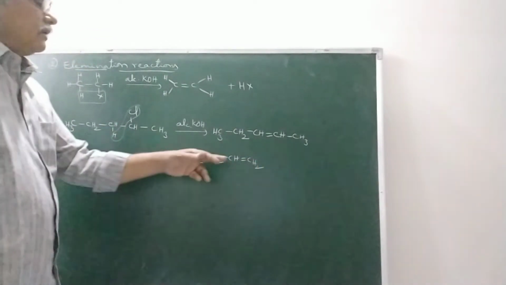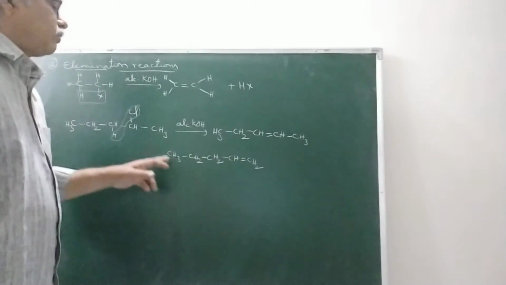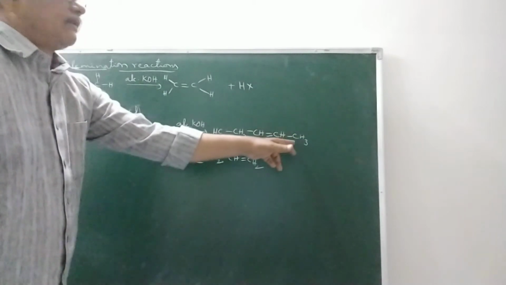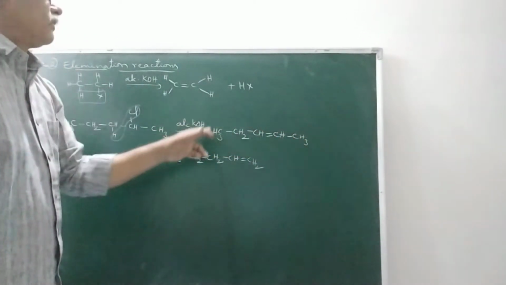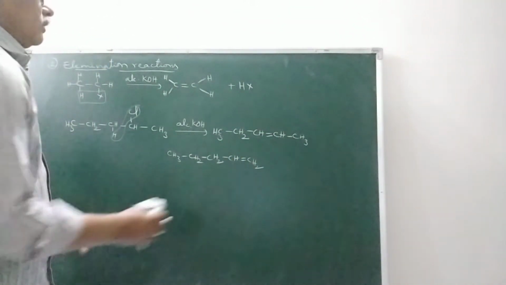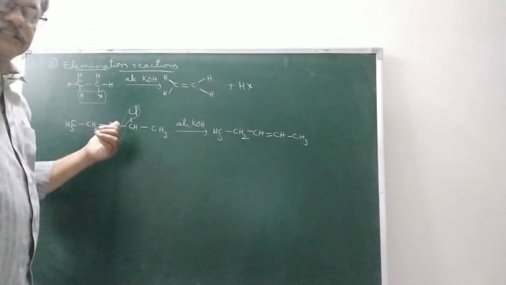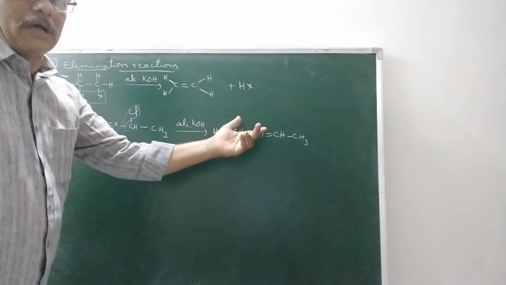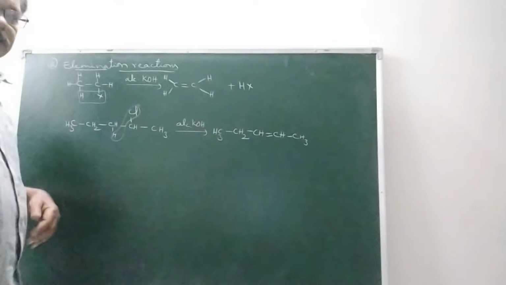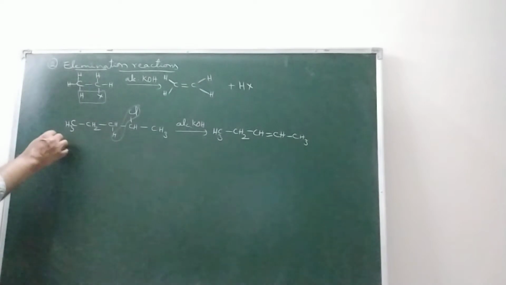Here, on either side of the double bond, a propyl group is present on one side and hydrogens on the other. In the first compound, one methyl group and one ethyl group are present on either side of the double bond. So the beta elimination takes place in such a way that more alkyl groups are present on either side of the double bond. This is another important point.